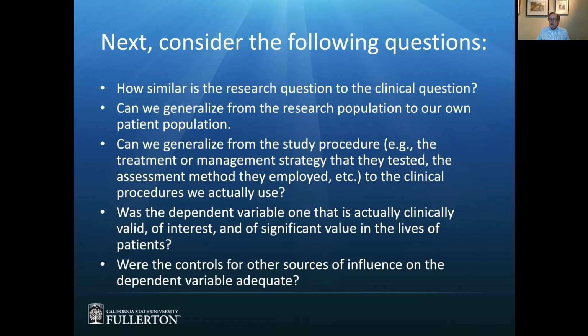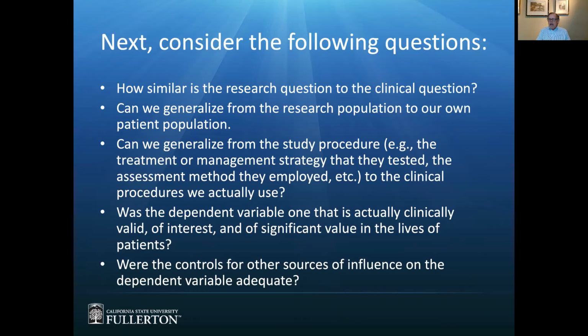Second, can we generalize from the research population, that is the population that was used in the study, to our own population? My population that I'm interested in is acute care patients and also outpatients that I would see. Variety of etiologies. I mean, they come with every kind of etiology. And the research population is whatever they chose to look at. And you'll see when we get to our research study what in this particular study they chose. Can we generalize from the study procedure? Now, what's the study procedure? The treatment or the management strategy that they tested, the assessment method they employed.